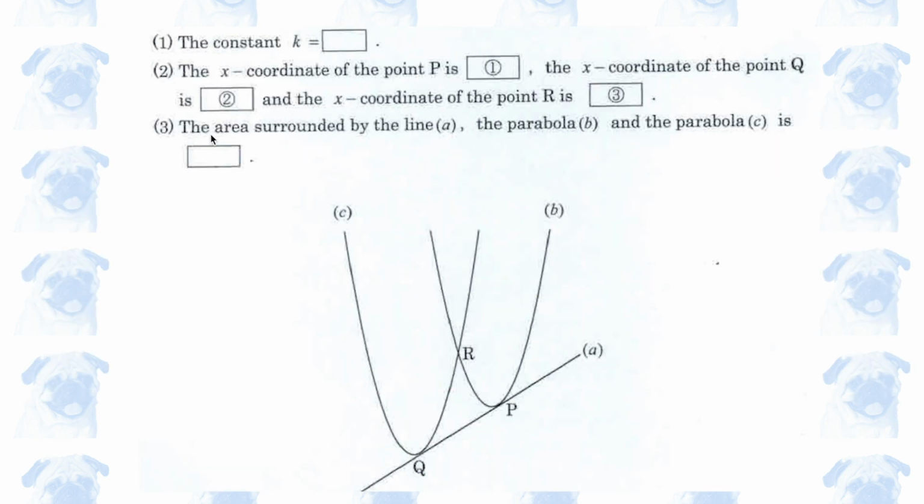And the final question, the area surrounded by the line A and the parabolas B and C, that is the area enclosed by the straight line and the two parabolas. One annoying thing about this question though is that the point Q is below the x-axis. So to make this question simpler, let's shift everything up by 3 units. In order to do so, we are going to add 3 to the y-coordinates. And of course we have to update these equations as well.